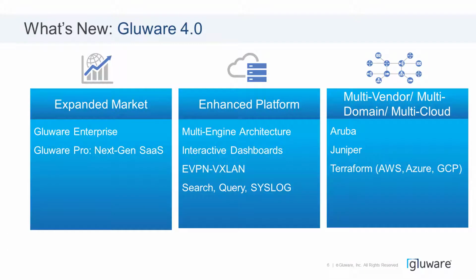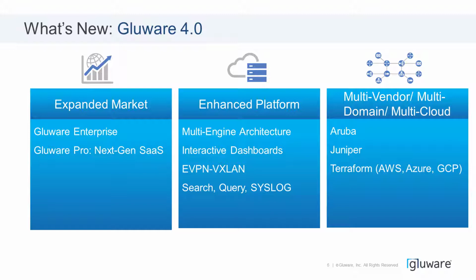So now with that base knowledge, let's talk about the three big buckets of what's new in Gluware 4.0. First of all, Gluware has expanded our market by offering a brand new SaaS offering. The SaaS offering is very exciting for us. We've had and still offer SaaS for legacy customers. This is a brand new Gluware Pro Next Gen SaaS offering, and we're going to go into the details of that. And we've also expanded our Gluware Enterprise. So Gluware Enterprise is for the biggest and most complicated networks. Gluware Pro is for your kind of medium to large networks that don't require as much flexibility from a deployment standpoint. So we'll dive into those details.